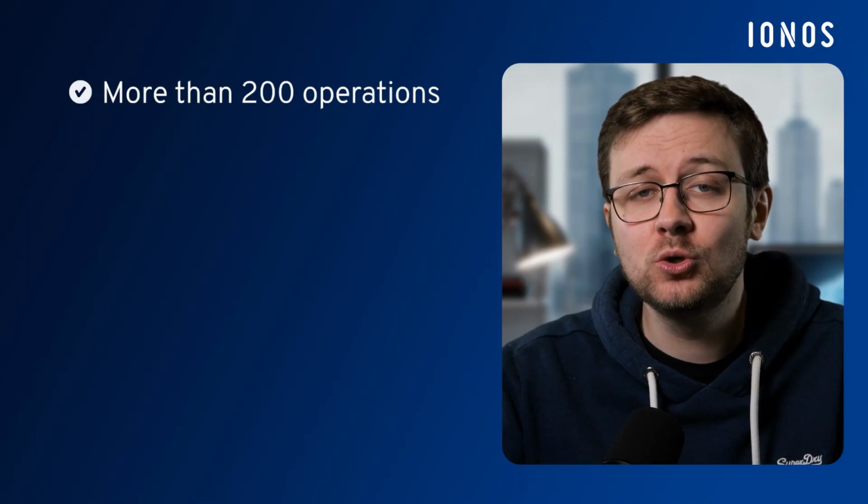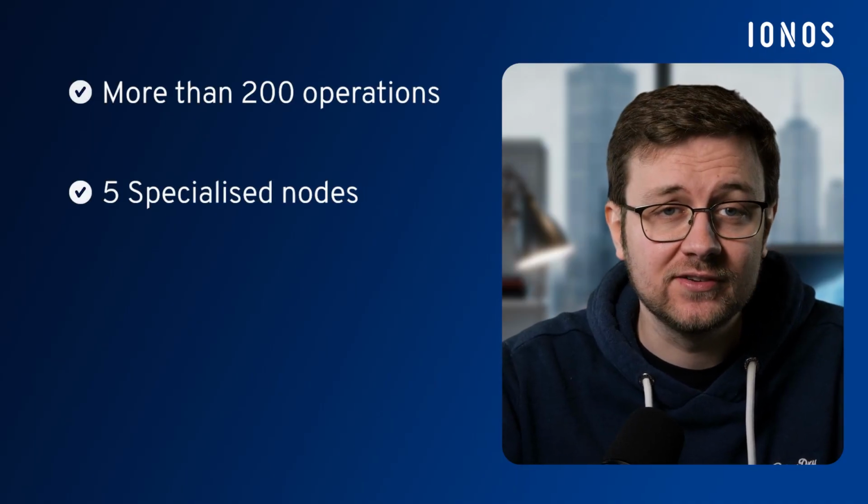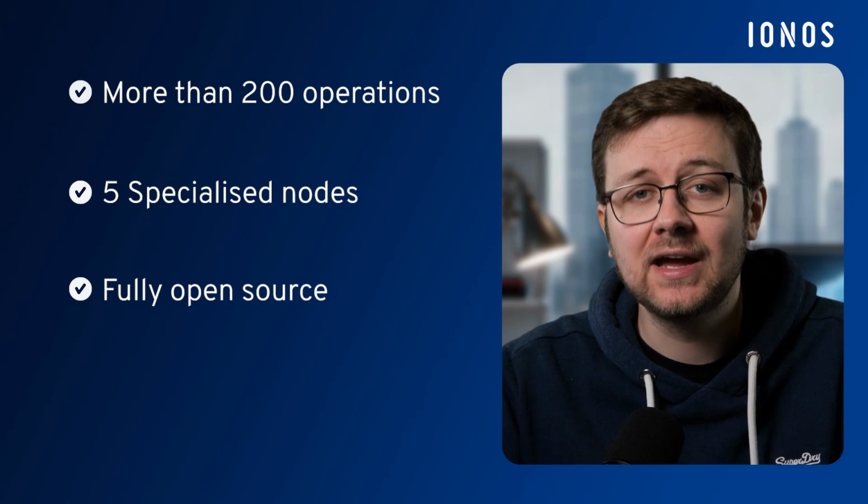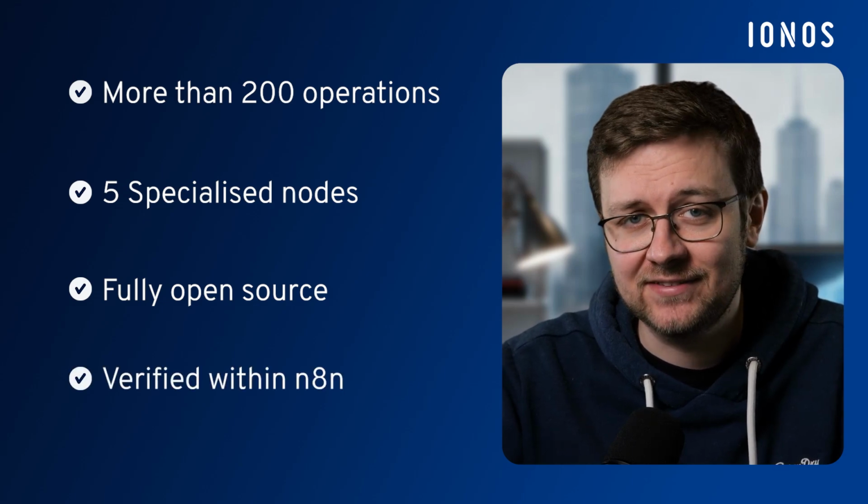In episode 1, we covered what the Ionos cloud nodes for n8n are and what you can automate with them. This integration was driven directly by community demand. Developers building infrastructure and AI workflows needed a way to connect n8n with Ionos Cloud's fully European infrastructure, without manually configuring HTTP request nodes for every single API call. And now the nodes are available. More than 200 operations, 5 specialized nodes, fully open source, and verified within n8n.